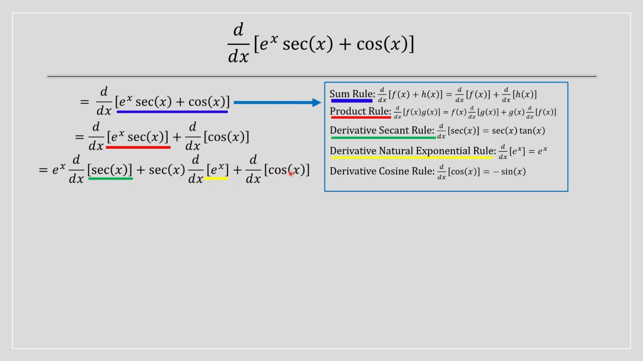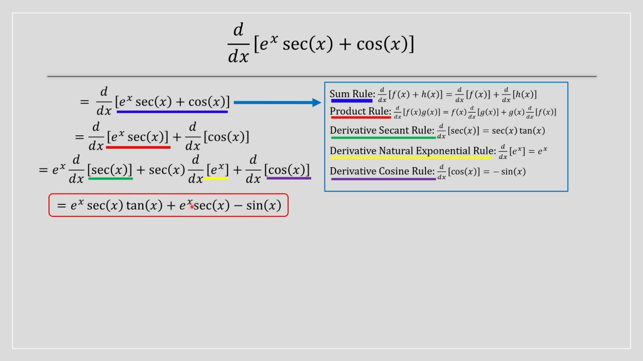And we have to apply the derivative of cosine of x, which is gonna be the same thing over here. So we're gonna have negative sine of x. Once we accomplish this, we get this is the answer.